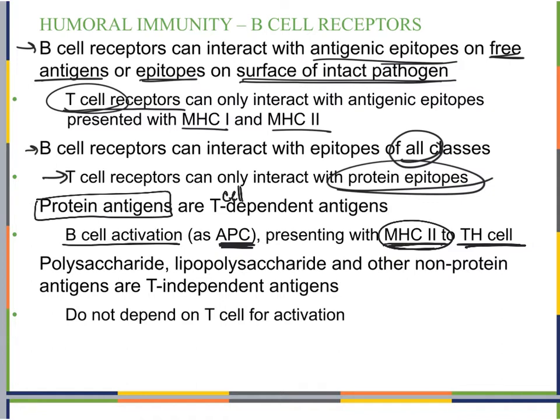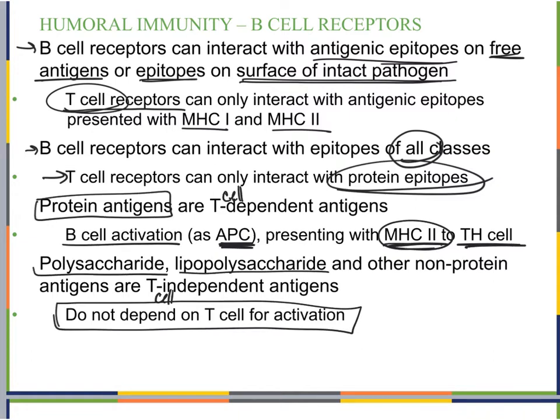It can present it along with the MHC class 2, and then present that to the T helper cell. Now, when we talk about polysaccharides, lipopolysaccharides, and other non-protein antigens, these are T cell independent antigens, so separate from the T cell. These do not depend on the T cell for activation. We're going to take a look at that in an illustrated version here.